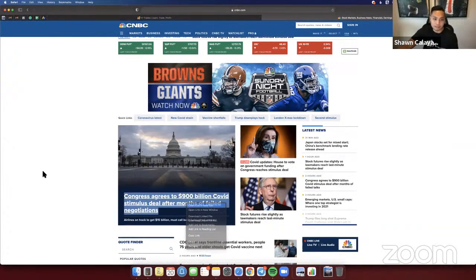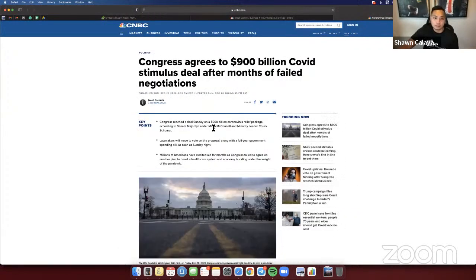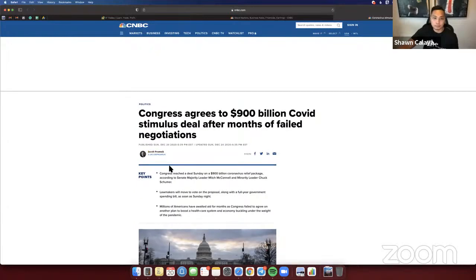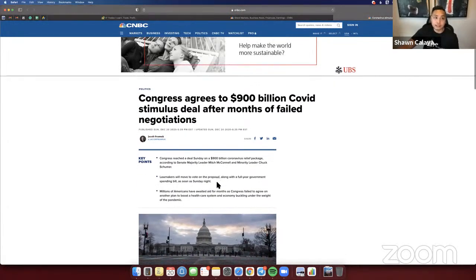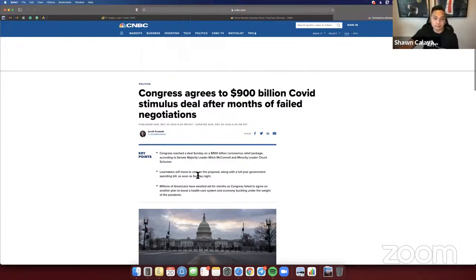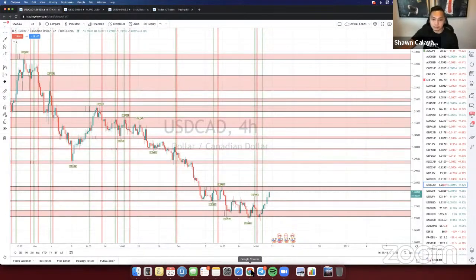Yeah, so the lawmakers will move to vote on the proposal tonight, actually. So we're probably not going to trade anything tonight, guys, because this is going to be pretty intense. If this happens, we could probably see some huge spikes in the other direction. It looks like right now price is getting pushed down slightly, but I think eventually it's just going to shoot up once they agree on that deal.